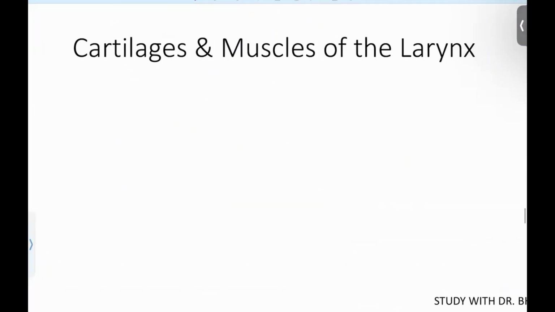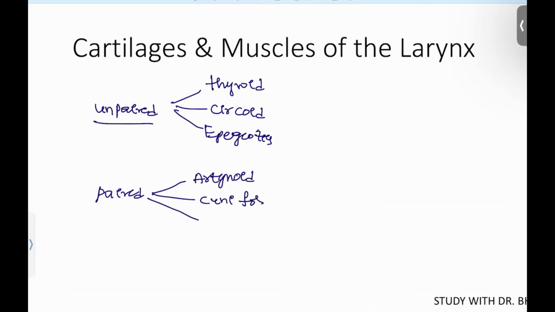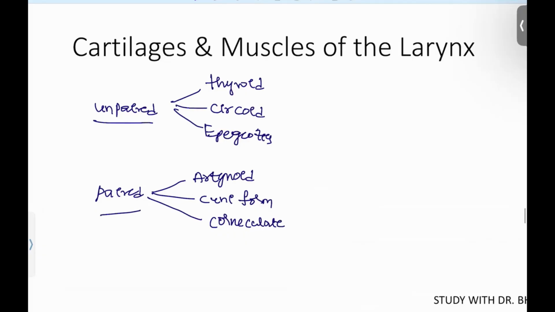Next one, cartilages and the muscles of the larynx. So we have two types, unpaired and paired. Okay. Unpaired, those are thyroid, cricoid, and epiglottis. These are unpaired. And next one is your paired: arytenoid, cuneiform, and corniculate. These are the paired type of the cartilages of the larynx.